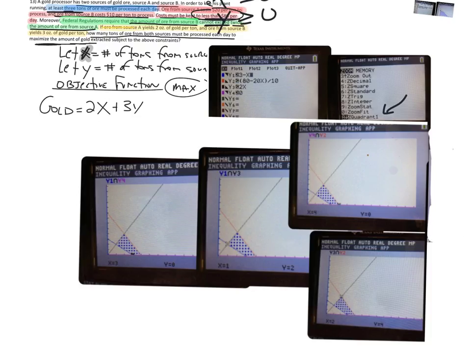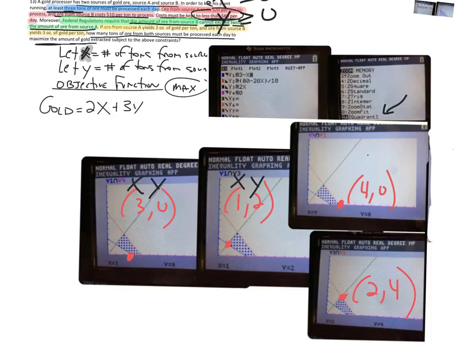So here your 4 vertices should be (3, 0), (1, 2), (4, 0), and (2, 4). Now what we're going to do is we're going to take each of these points, each of the points has an x and a y value. We're going to plug them all into this objective function, this gold equation, and see which gives you the largest value.